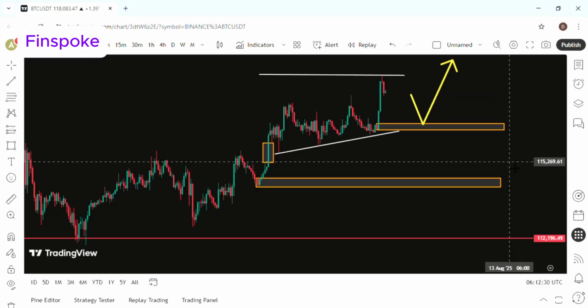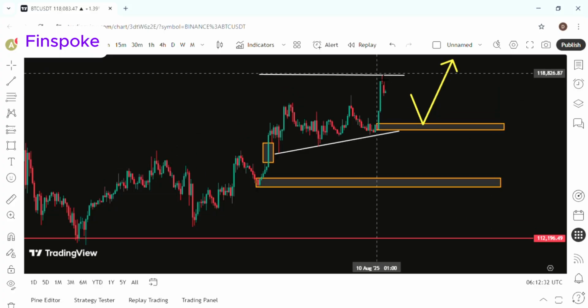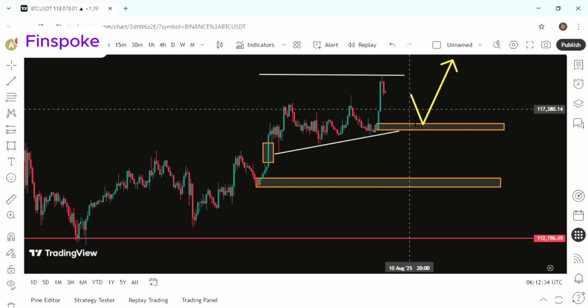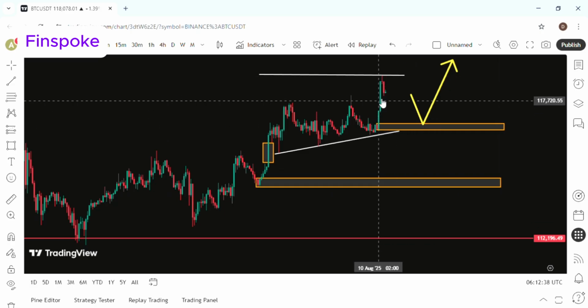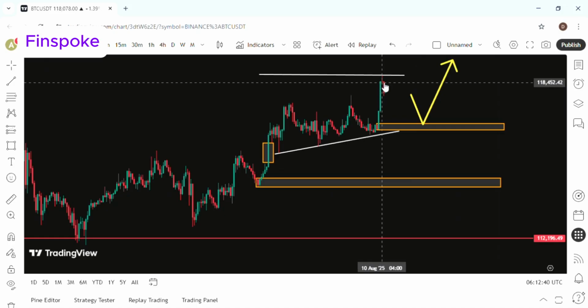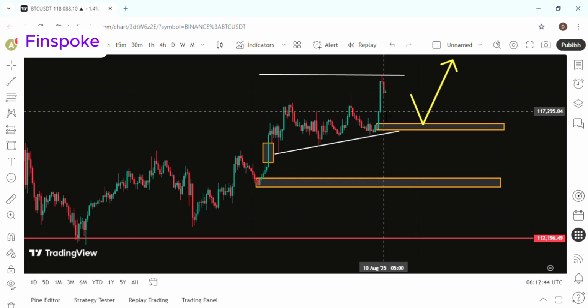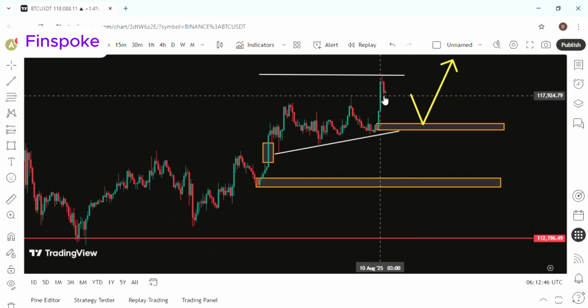Now pay attention. This is the resistance zone. This is a demand zone that gave rise to this price expansion to the upside. So it's expected that price will return back here to fill these inefficiencies. Already it has mitigated part of this particular candlestick.